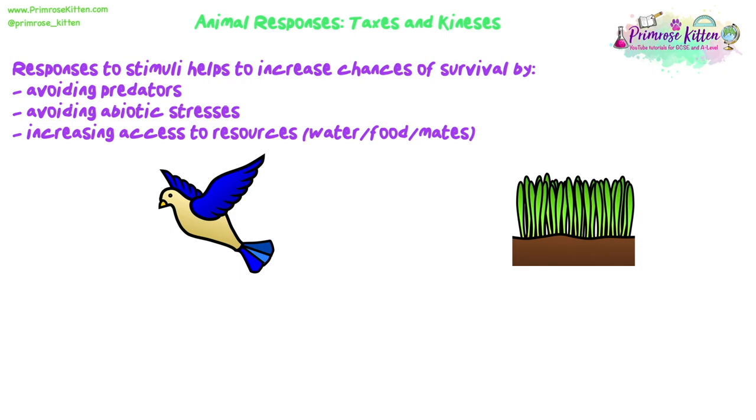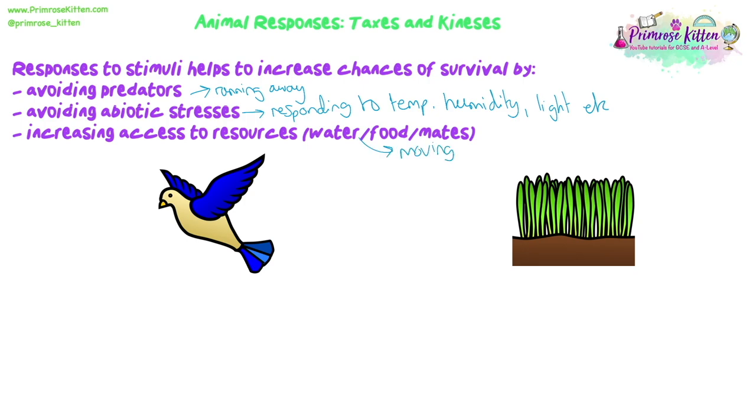Taxis and kineses are animal responses to stimuli. First of all, responses to stimuli help to increase chances of survival by helping animals to avoid predators, avoid abiotic stresses, and increase access to resources. Avoiding predators literally just means they can run away, or they can move away from an area. They can spend more time somewhere that's covered or shaded, which helps to protect them. Avoiding abiotic stress means responding to their surrounding environment, so being able to detect temperature, humidity, water availability, and light, and move in accordance with how they need to, depending on those factors. And then increasing access to resources, so getting more water, more food, and going towards where there might be mating opportunities. All of these will involve some form of movement, and migrations happen as well with things like this. So they make sure they move to where they know there's going to be more water.